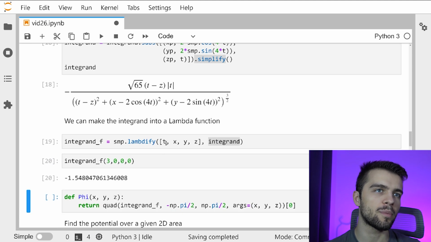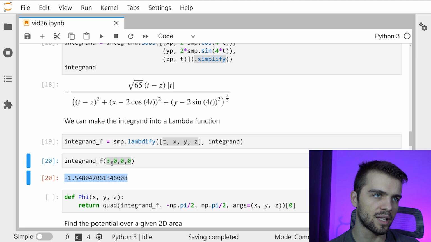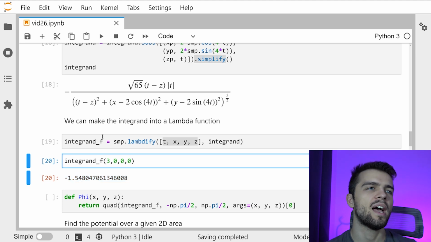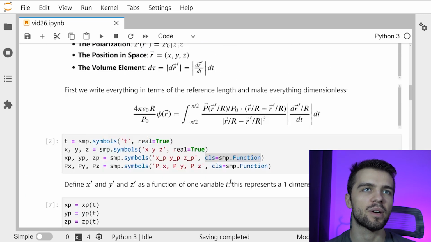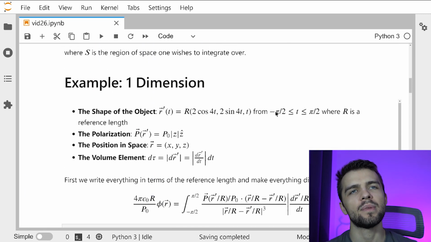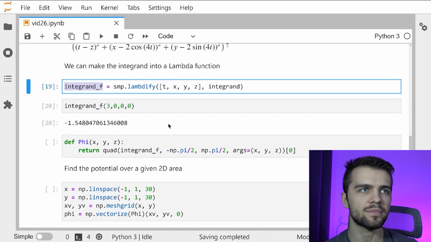It takes in 4 variables, t, x, y, and z. I can plug in these variables and I get a number like this. So very simple. And I need to integrate this over all t. And if I look back up to my expression here, t goes from negative pi over 2 to pi over 2. So that's easy enough to do.